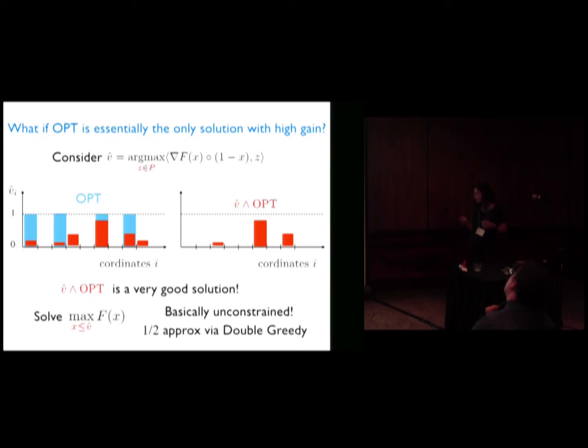Well, because this is basically unconstrained. If V hat is feasible, and if my polytope is down monotone, any solution less than it will be feasible. So I no longer have any polytope constraint. All I have is this box-like constraint where I just want it to be no more than V hat. And that's basically unconstrained. And in fact, that's exactly the right intuition. So we can use an algorithm for unconstrained maximization, such as double greedy, and get a half approximation. So we gain a lot more.